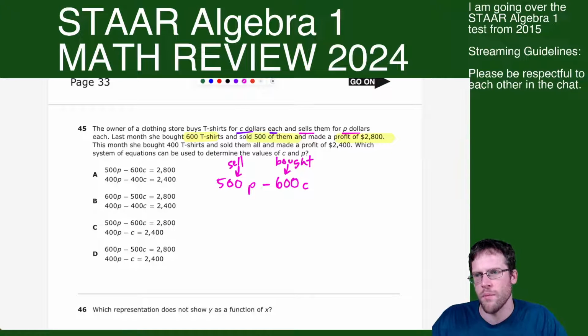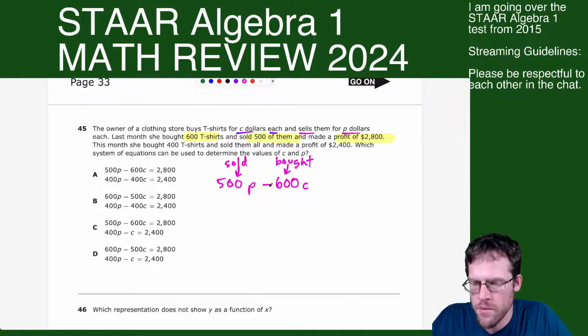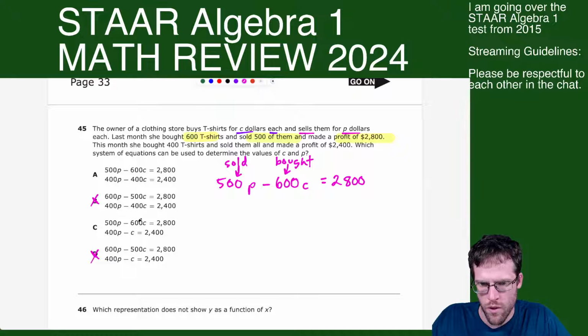All right, bought and sold. How about bought and sold so that the tenses match here? Okay, so bought and sold. All right, if you sold for 500 times P and you bought them for 600 times C, the difference is the profit. Okay, so this is the profit, and they said the profit was 2,800. So 500P minus 600C is 2,800. This one is flipped, so this one's no good. So it's one of the remaining ones.